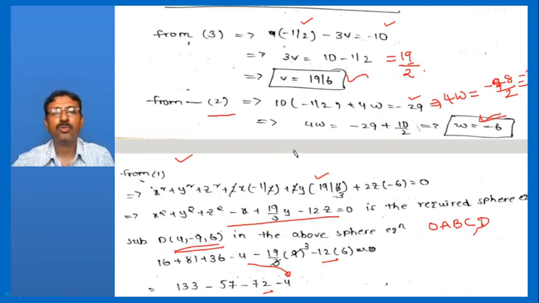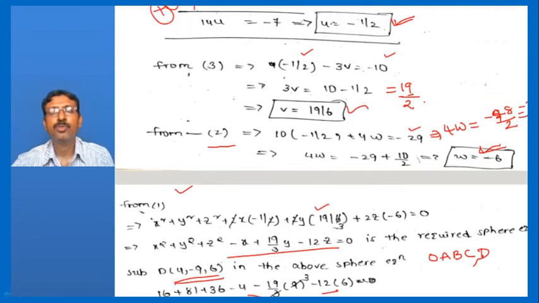What is the u? U is minus 1 by 2. 2vy, v is 19 by 2, 2w is minus 6 plus d. D is 0. So x square plus y square plus z square, here the 2 gets cancelled, minus x, 2 3 is 6. 19y minus 12z equal to 0.